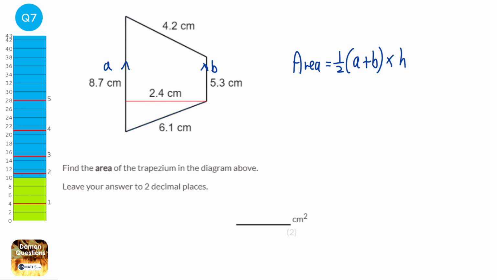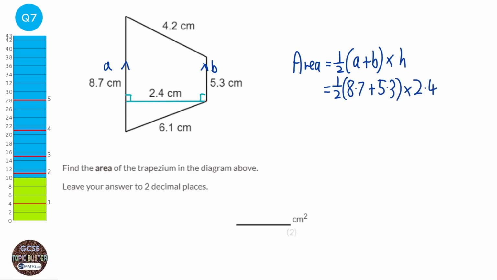The height is actually going to be this length here, because you can see it hits both A and B at 90 degrees. So let's fill this into our formula. It's going to be half times A, which is 8.7, plus B, which is 5.3, and then times that by the height, which is 2.4.